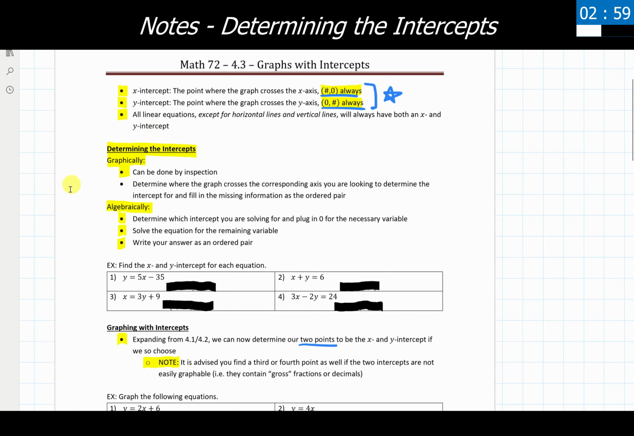So we're going to go through some of the ways that we can actually determine what those intercepts are. We have two strategies that we are going to go through. Our first one is graphically, and our second one that we're going to mainly be using is algebraically. So graphically, we would be given a graph and then have this thing depicted on there for us. All we would need to do is by inspection, meaning we just look at the graph and see where does this thing cross the x-axis, where does this thing cross the y-axis.